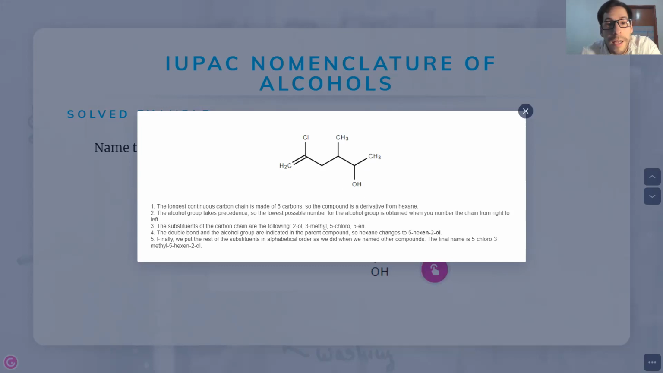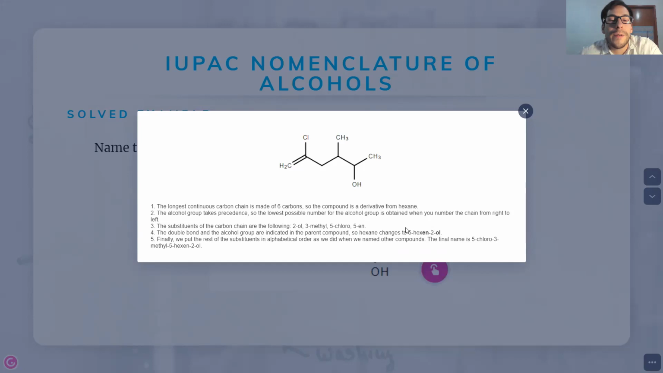Okay, we will use that. 3-methyl, which is just the CH3. And in position 5, we have the chloro. And we have a double bond, so we need to specify it with this 5-ene, right? So the double bond and the alcohol group are indicated in the name of the parent compound. Hexane changes to 5-hexene because in carbon 5 we have the double bond, 2-ol because in carbon 2 we have the OH group.